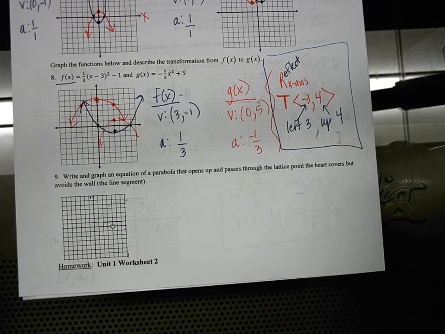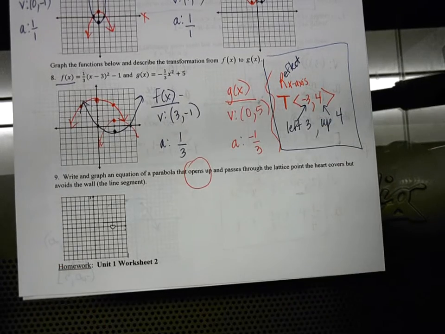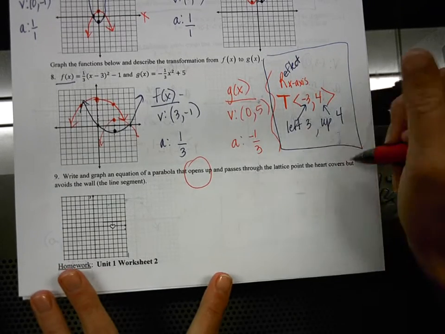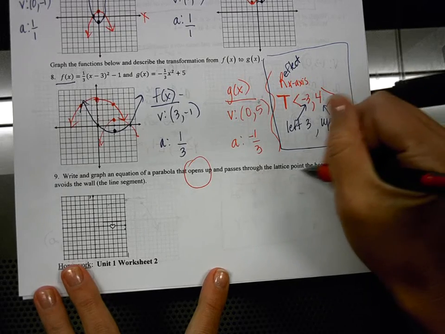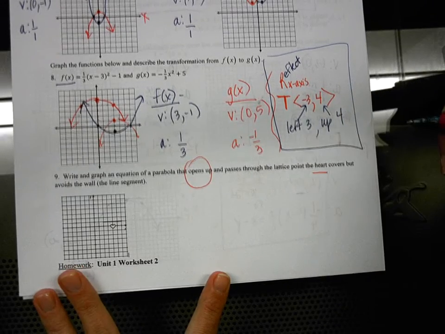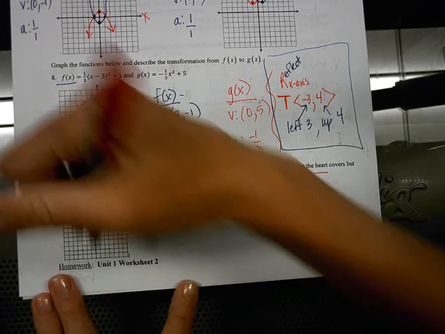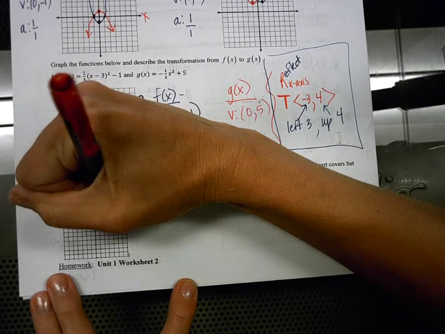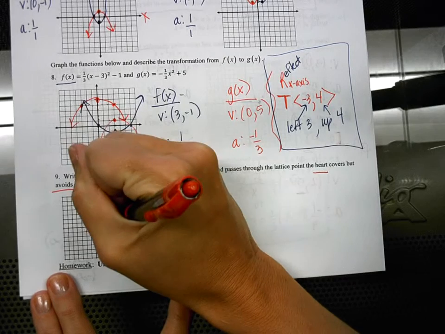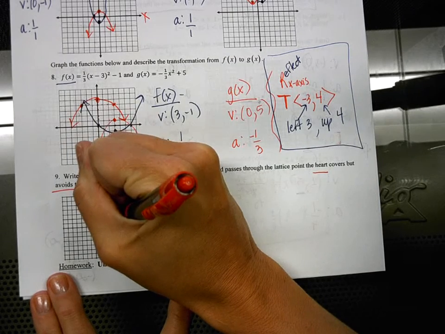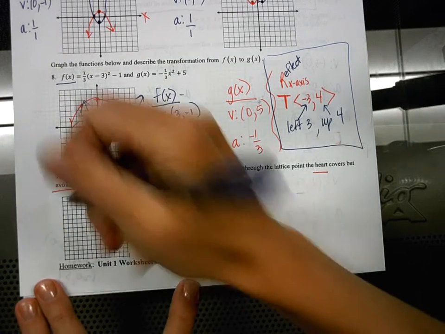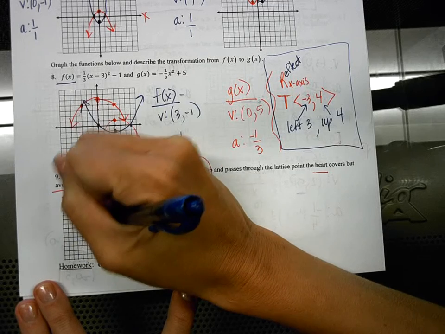Last one, number 9. Write and graph an equation of a parabola that opens up. So this is important. It's telling you that it opens up. It passes through the lattice point, the heart. So it has to pass through the heart, but avoids the wall. And the wall is a line segment. So if you look right here, here is your wall. Here is your heart. And in case you can't really see the lines very good, this is like your X and Y axis.